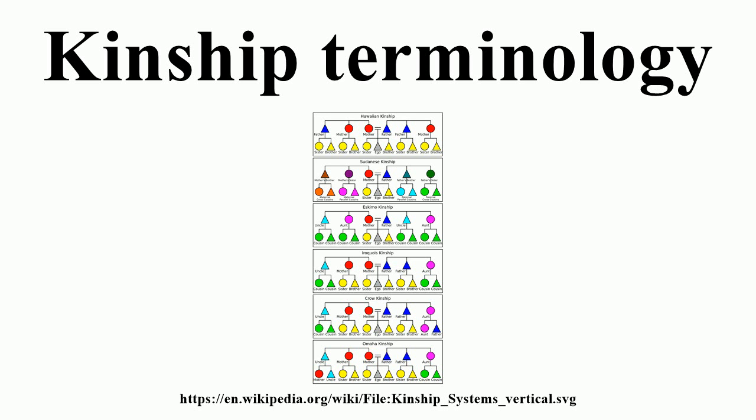Kinship terminologies include the terms of address used in different languages or communities for different relatives and the terms of reference used to identify the relationship of these relatives to ego or to each other.